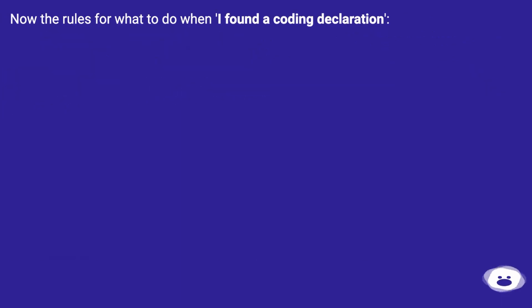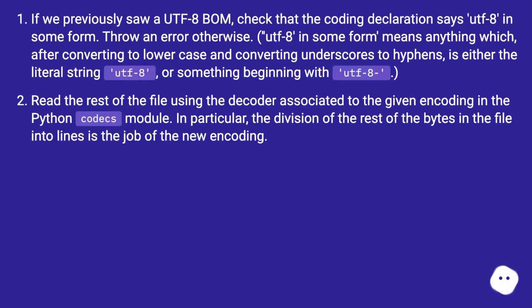Now the rules for what to do when I found a coding declaration. If we previously saw a UTF-8 BOM, check that the coding declaration says UTF-8 in some form. Throw an error otherwise. UTF-8 in some form means anything which, after converting to lowercase and converting underscores to hyphens, is either the literal string utf-8 or something beginning with utf-8-. Read the rest of the file using the decoder associated to the given encoding in the Python codecs module. In particular, the division of the rest of the bytes in the file into lines is the job of the new encoding.